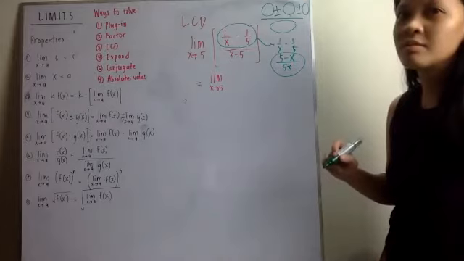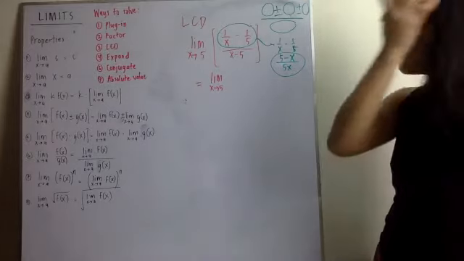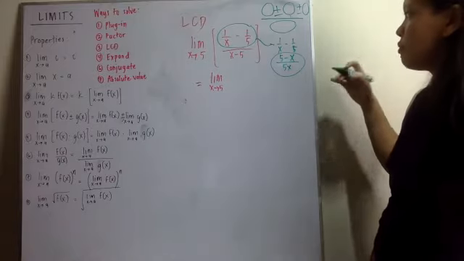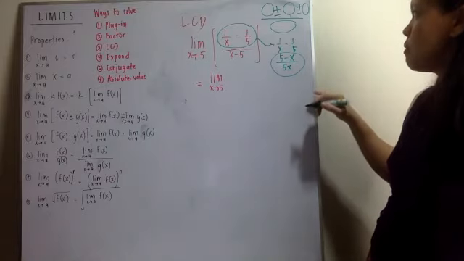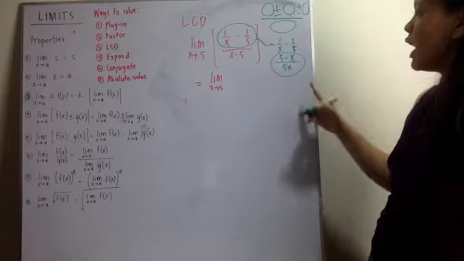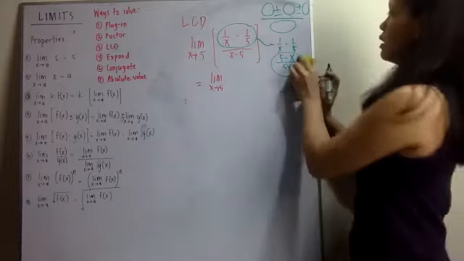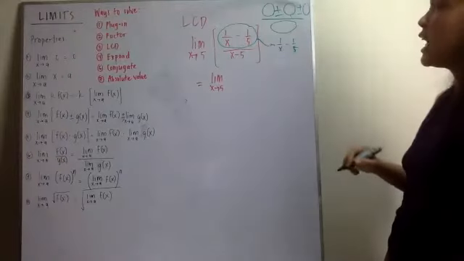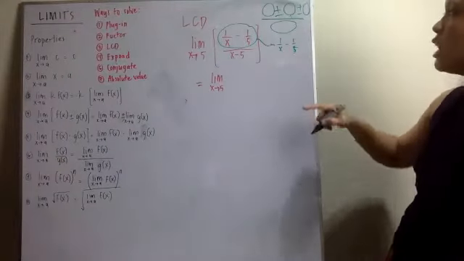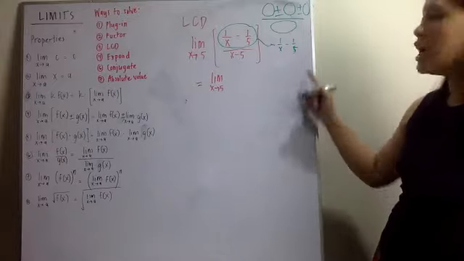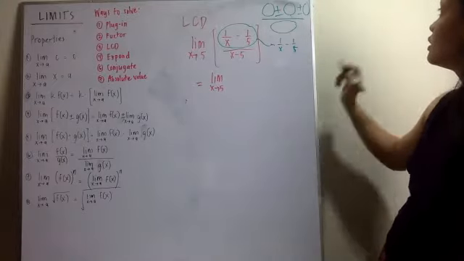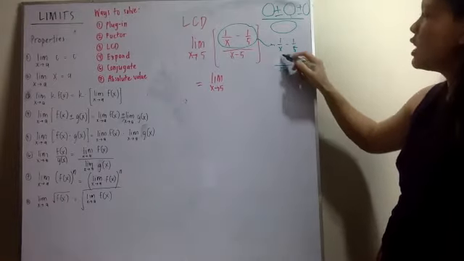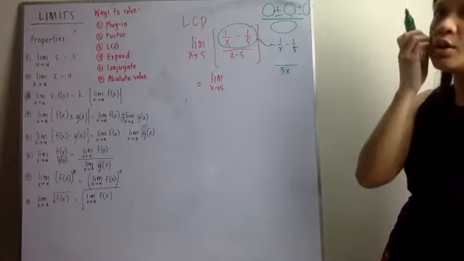Ano po, medyo naghang po kayo kanina. Ay, sorry po, naghang ako. Hanggang saan? Hindi naman po, yung bago po yung nasa green marker na 5 minus x. Okay. So, this one, siya yung kukunin natin ng LCD. Yung 1 over x and 1 over 5. Anong LCD nilang dalawa? 5x po. 5x. Okay? So, ano na yung numerator natin?